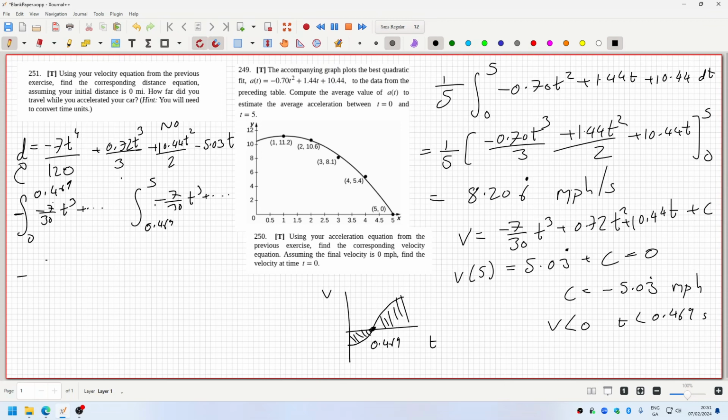So it'd be minus d at 0.469 minus d, for displacement maybe, at 0, plus d at 5 minus d at 0.469. All right, now let's see what we get. Okay, this is quite the tricky question. And the time is 5 seconds, but this formula is in hours, so I have to divide this by 3,600.